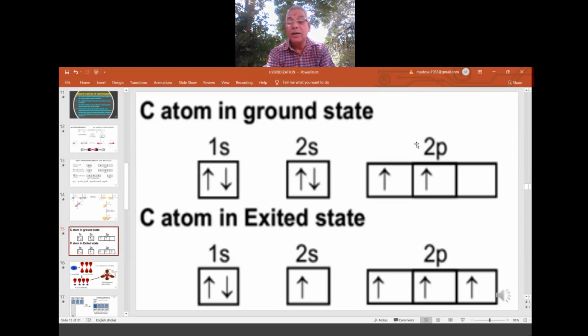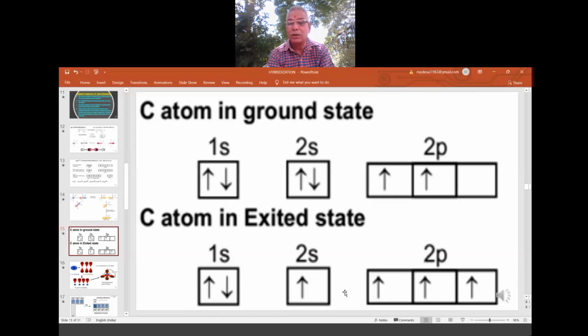Therefore, again promotion is a must here. So please promote one of the 2s electrons to the empty 2p here. Only one empty is there. So by sending one electron from 2s to 2p, now this is the new configuration: 1s2, 2s1, 2px1, 2py1, 2pz1. 4 unpaired. Tetravalency of carbon is explained in 10th class in this way. We already learned this in the 10th class, and now we are using the same knowledge for the hybridization.